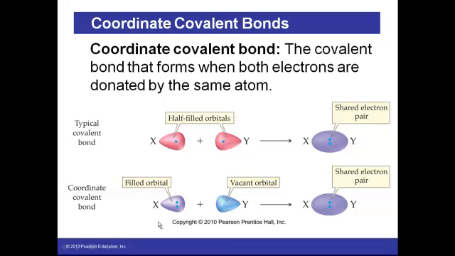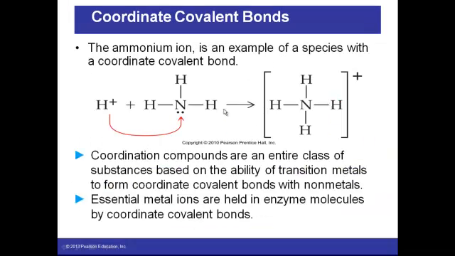In a coordinate covalent bond, the electrons are both going to be donated by a single atom that's going to share them with an atom that doesn't have anything to share in that area. They just have a vacant orbital. And so both electrons become contributed in the shared pair from a single atom. These are known as coordinate covalent bonds, and they become important when we start thinking about some of our polyatomic ions.